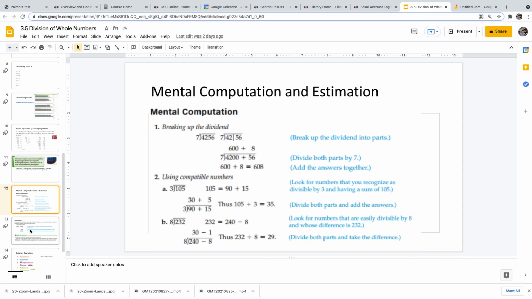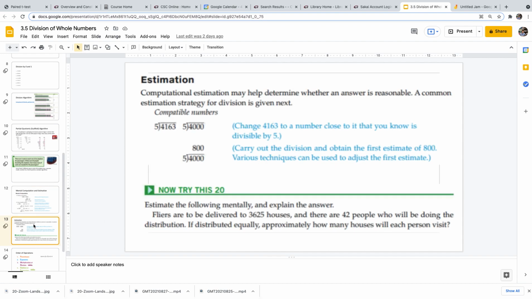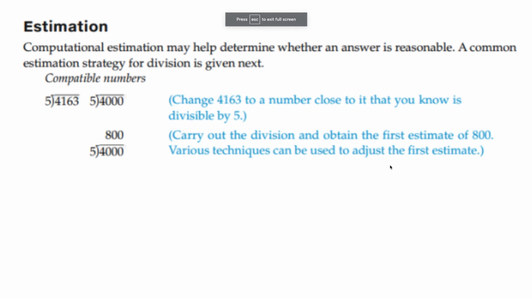I hope you do. Okay, so that's mental math. And we're gonna talk about estimation. Estimation is approximating the number, right? So computational estimation may help determine whether an answer is reasonable. So by estimating, you can say that, oh, it is a reasonable answer when you're checking your own answer. So let's think about this estimation. 4,163 divided by 5. 4,163 is close enough to change that to 4,000, so we can have 800 as the quotient.